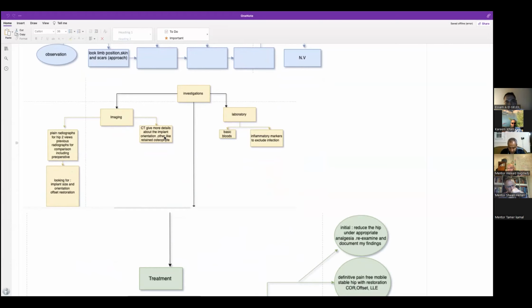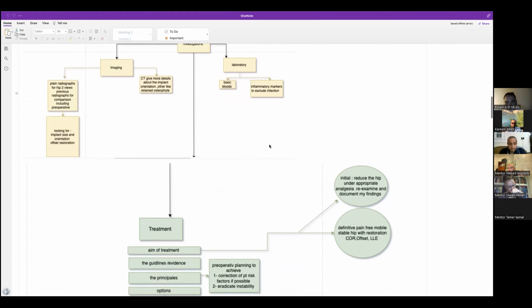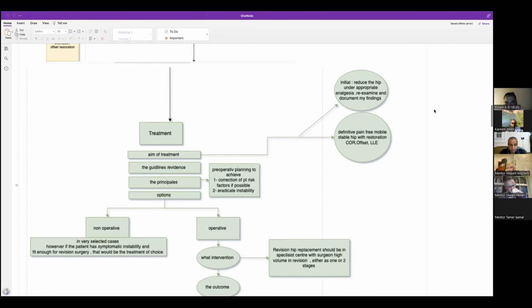Most of us don't do CT scan, sorry, in ED we do that after we reduce the hip, after the storm has passed. Then we do this kind of investigation for definitive management. Then we do bloods as for any patient who comes to ED, and then we do inflammatory markers to exclude infection. Then you say my aim of treatment, initially, I would reduce the hip under appropriate analgesia. We don't take people to resus just to do traction of the hip.